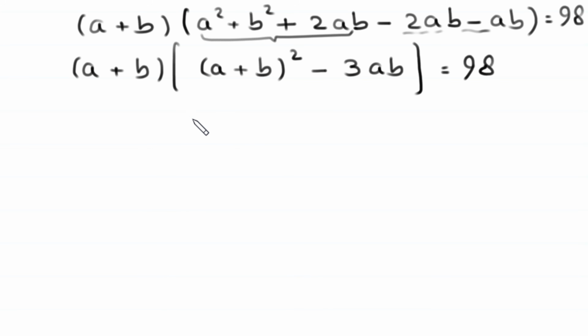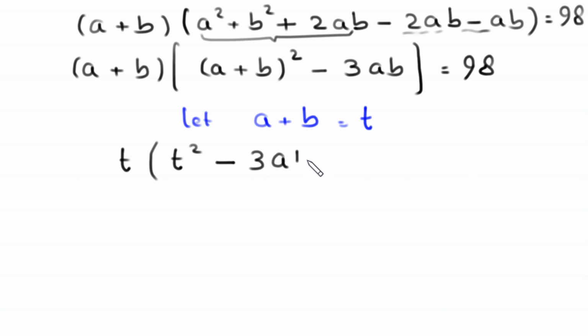Now to simplify the solution, we suppose that let a plus b equal to t. So this equation will become t times t squared minus 3 times ab equal to 98. Let's call this equation number 1.